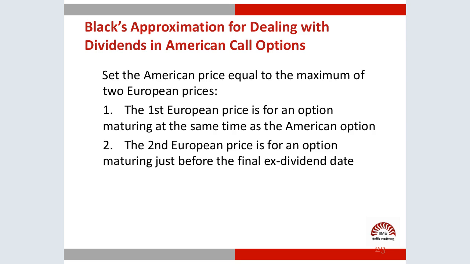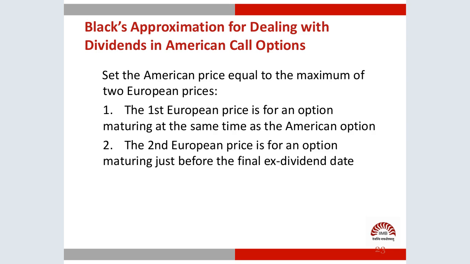Now there is also an approximation that Black has suggested, but this is a little more complicated. He says that for American call options with dividends, you can handle it by pricing 2 European options and taking the price to be the higher of the two. And what are the 2 European options?